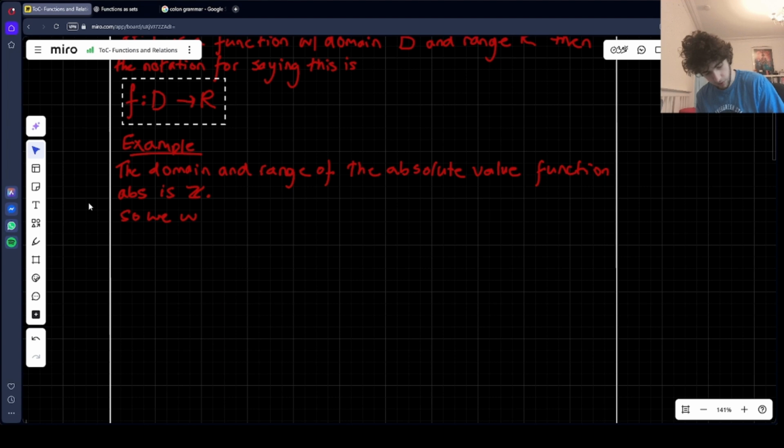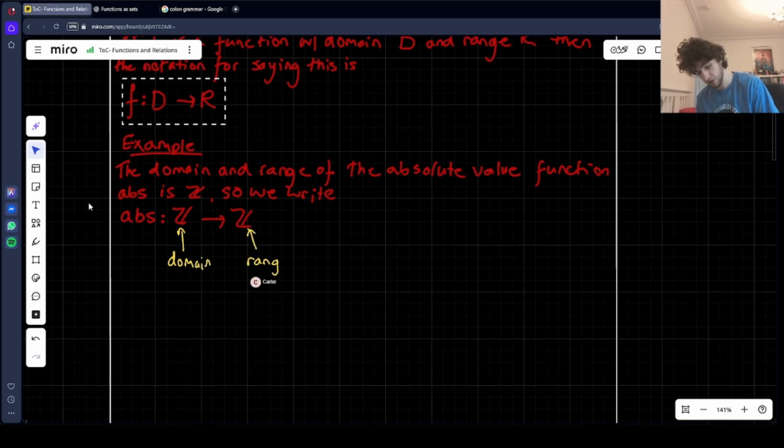So we write, effectively, abs from the integers to the integers. So the absolute value is a function whose domain is the integers, and whose range is the integers. This is the domain and the range. And obviously, you don't necessarily need a rule, but the rule is well known for the absolute value as well.